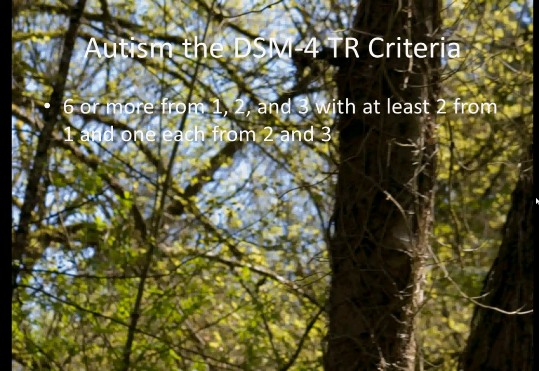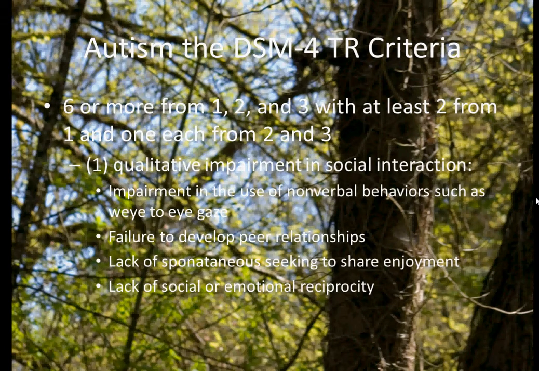Six or more symptoms from sections 1, 2, and 3, with at least 2 from section 1 and 1 from section 2 and section 3. So what are the various sections? Section 1, qualitative impairment in social interaction. This includes impairment in the use of nonverbal behaviors such as eye gaze and facial expressions, failure to develop peer relationships, lack of spontaneous seeking to share enjoyment, lack of social or emotional reciprocity.